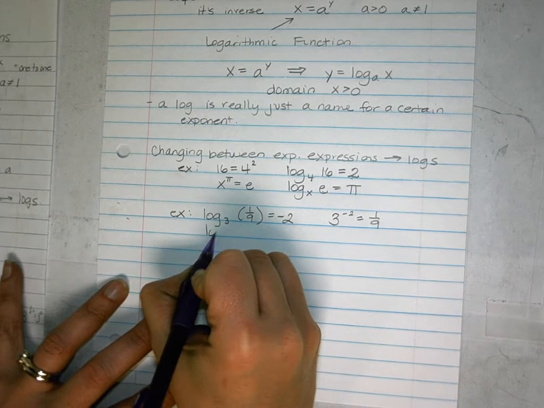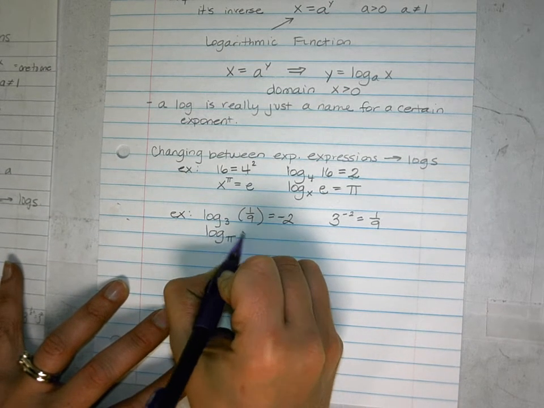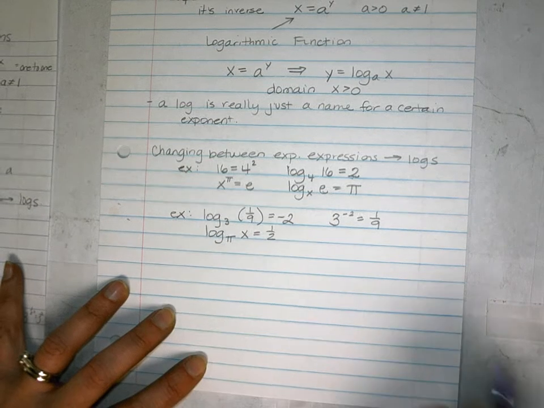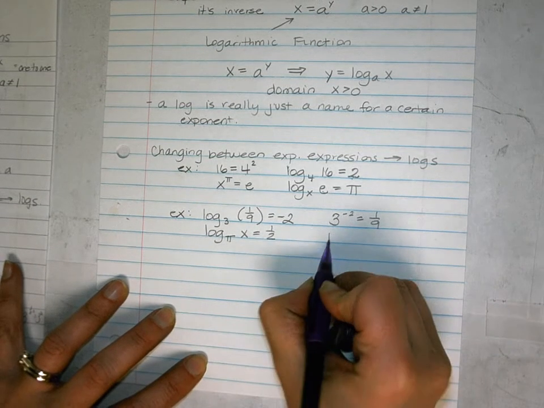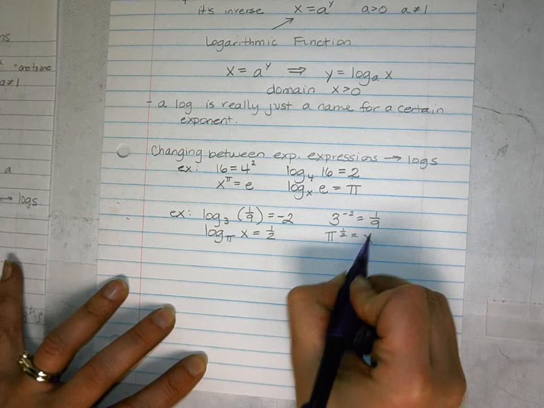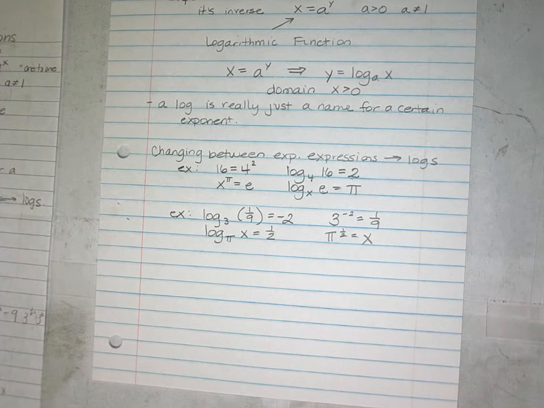Another example of working backwards would be log base pi of x equals 1/2, and we'd write that as pi to the 1/2 power equals x. All right.